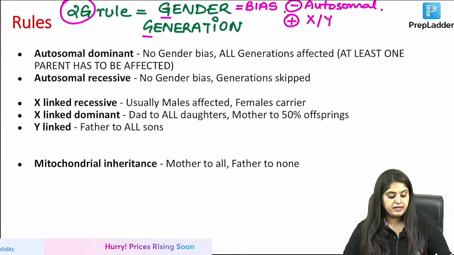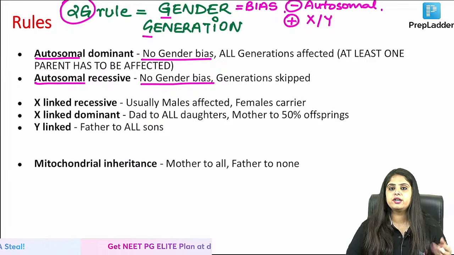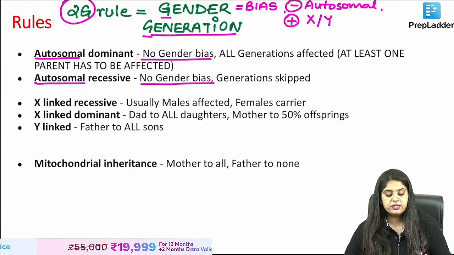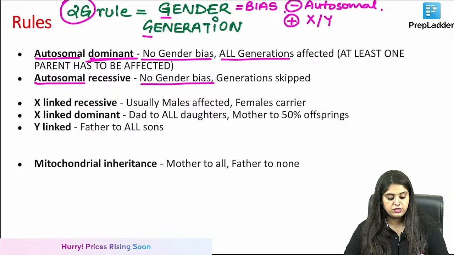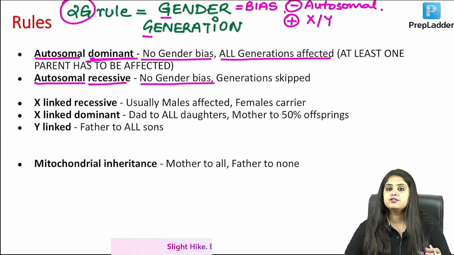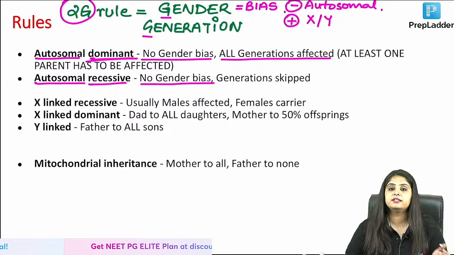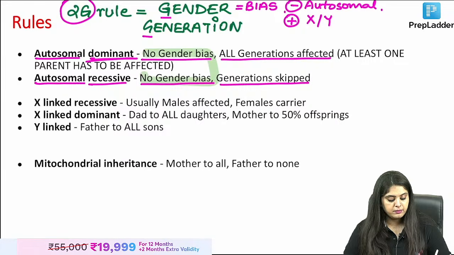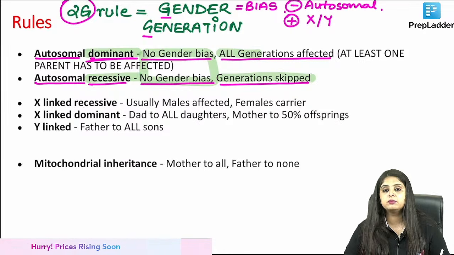So let me start. When I am thinking of autosomal dominant and autosomal recessive, will there be any gender bias? No, ma'am. The disease will occur in males also, females also, gender unknown, everyone will have the disease because it is autosomal. After I am done with this, I go on to the generation. Dominant tells me that it will dominate in every generation. All generations will be affected. Recessive means hiding. It will hide in some generations, show up in some generations, then hide, then show up. This means generations are going to be skipped. So simple, if there is no gender bias, I will then see the generation. All generations affected, it will be dominant; generations skipped, then it will be recessive.